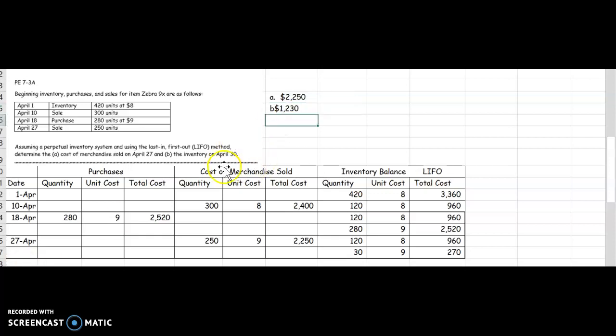So this is how you would do your chart to do a LIFO problem. Let me know if you have any questions.